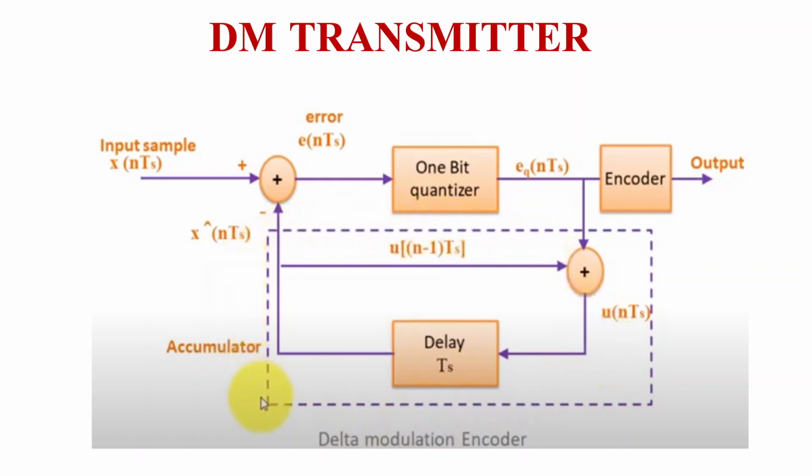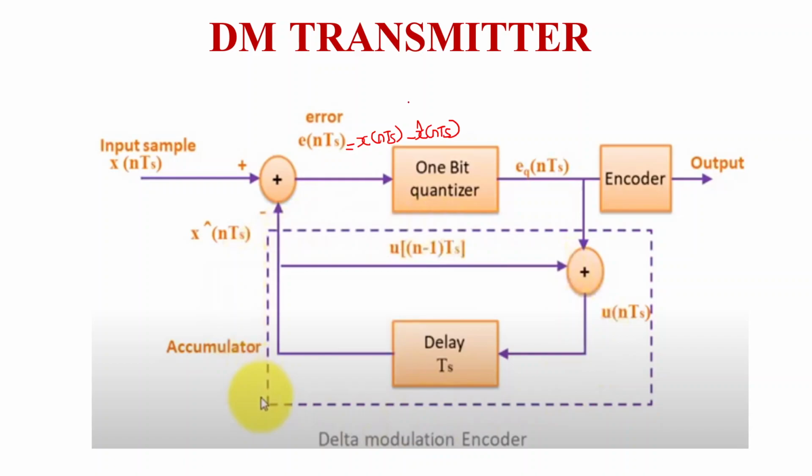This slide shows the delta modulation transmitter block diagram. The transmitter block diagram consists of an accumulator block, a comparator block, a quantizer block and an encoder block. The comparator compares the sampled value x of nTs and the last approximated signal x cap of nTs, and the error signal it generates is e of nTs. So, I can write down e of nTs as x of nTs minus x cap of nTs.